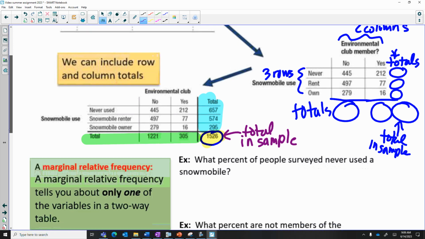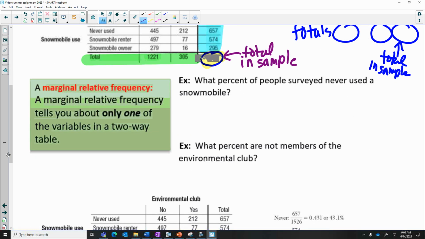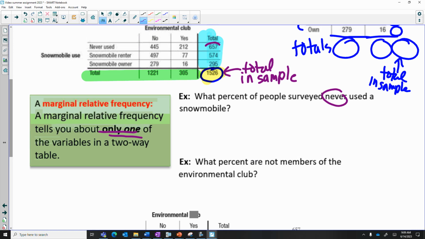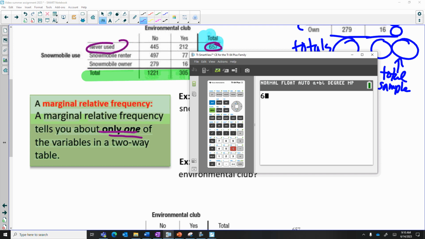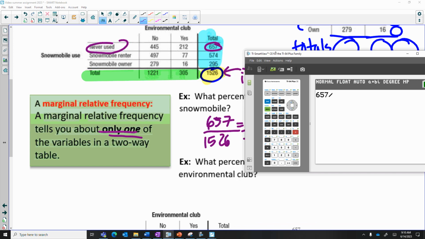So now we can find the percent breakdown of just one variable or 2 variables. We're going to start with one variable. What percent of people surveyed never used a snowmobile? So if I just want the breakdown of only snowmobile use, never, renter, or owner, I would look at, in this case, the never total, which is 657. And I would divide it by the total, which is 1526. So never total over total. And then I would get the percent. Okay, so do that now. 657 divided by 1,526. We get about 43%.